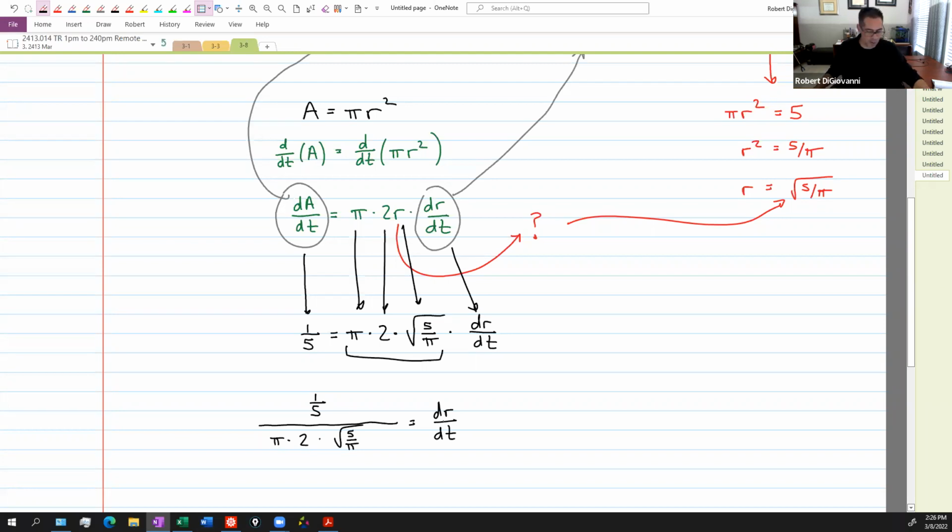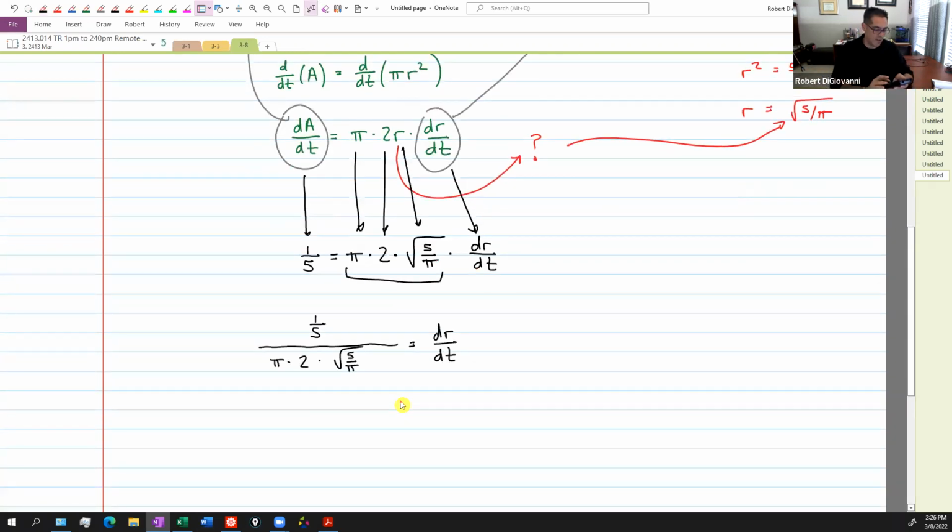Let's get that as a decimal. Here's my calculator. I'm going to do the whole left side on my calculator right now, and then you can check to see if you get the same thing. Pi times 2 times... I get approximately 0.025 is approximately dr dt.